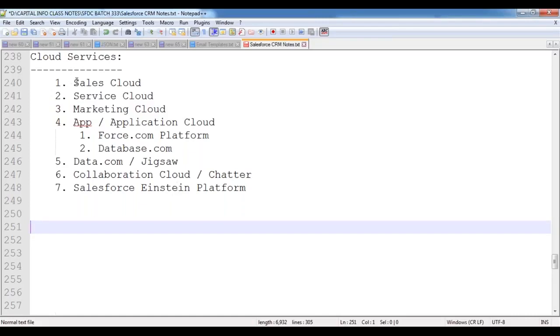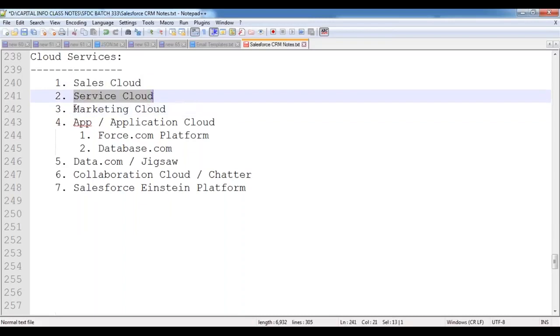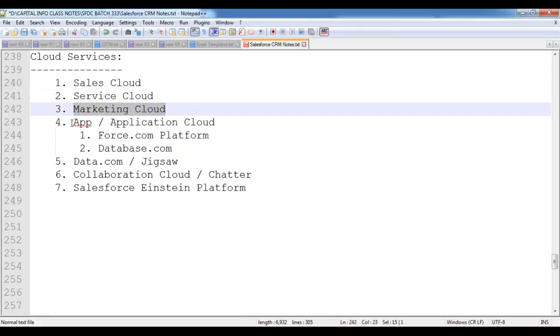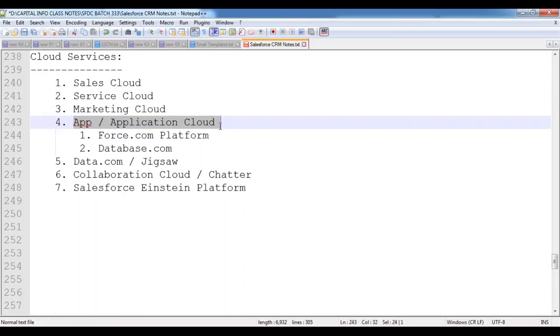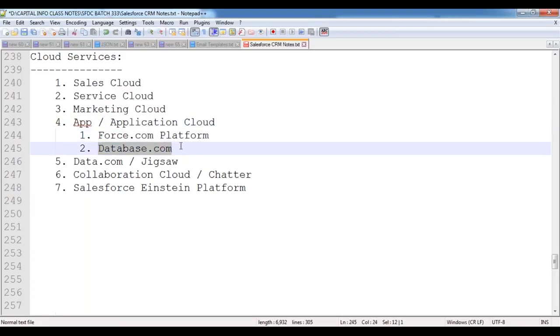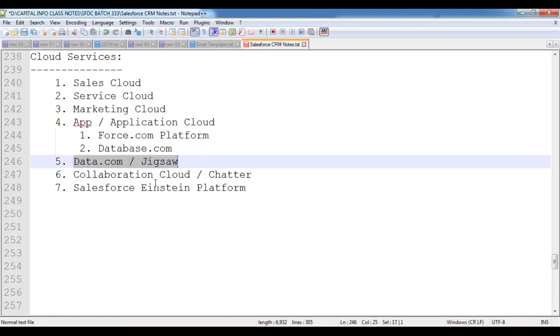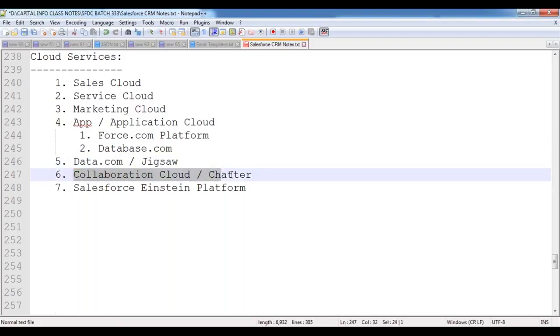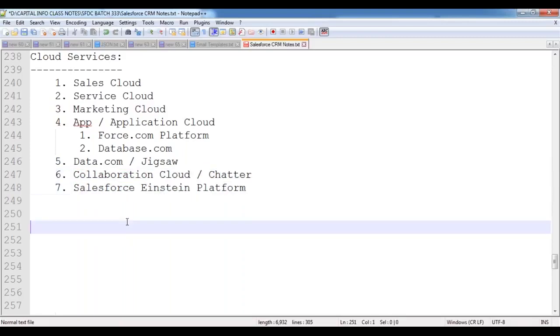The first one is Sales Cloud. Second one, Service Cloud. Third one, Marketing Cloud. And then we have App Cloud or Application Cloud. As part of this Application Cloud, we have the Force.com platform and Database.com. And then we have Data.com or Jigsaw. And then we have Collaboration Cloud or Chatter. And then we have the Salesforce Einstein platform. These are the various cloud services offered by Salesforce.